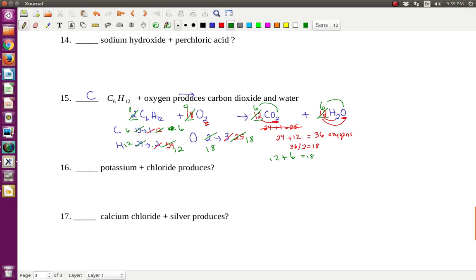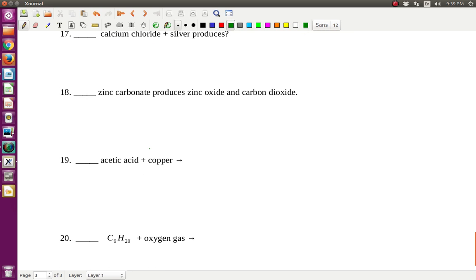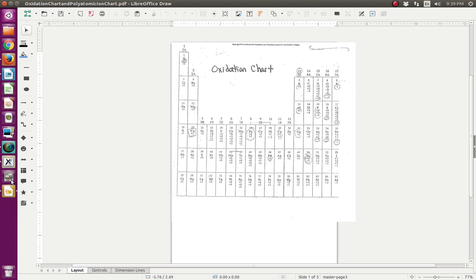All right, let's go down to number 18. All right, let's see what we got. Now, zinc carbonate. All right, zinc, Zn. If you look on your oxidation chart, zinc has a +2 charge. So make sure you're looking at that. And then carbonate. Remember, anything that ends in ate or ite is a polyatomic ion. So let's look at our polyatomic ion sheet.